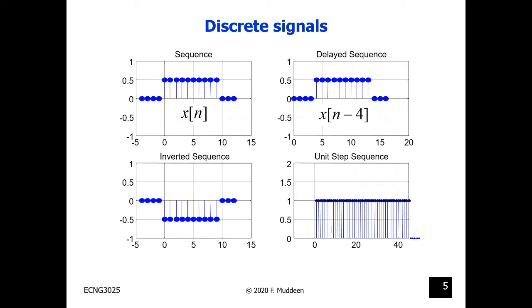If we decide to flip the signal around the x-axis, i.e. if we decide to flip it vertically, that's represented by minus x of n. And the final signal that we're observing here is the unit step sequence, which is denoted as u of n. Please note that the unit step is defined such that everything before n equals 0 is going to be 0, and everything at n equals 0 going forward is going to be 1.